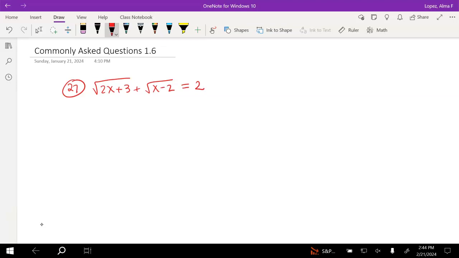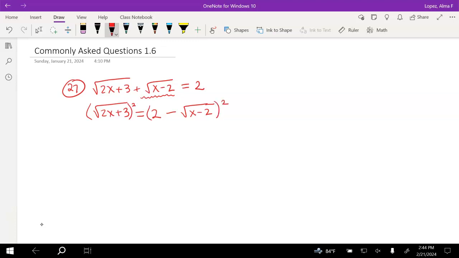We have to get rid of them one at a time. I'm going to start off by isolating the square root of 2x plus 3. So that means I want to move the second radical over to the other side. There's a 2 already on the right, and when I move the positive square root of x minus 2 onto the other side, we get a minus square root of x minus 2. Now, since we've isolated the first square root, we're going to square both sides.